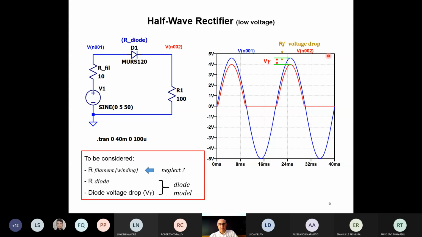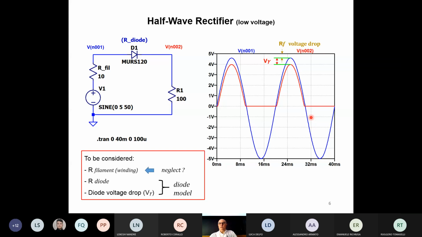Okay, this is the same as before, but here I have added two parasitic effects. So basically, I'm considering the diode voltage drop, but also the winding resistance drop. Because we have a resistance in the secondary winding of the transformer, if I want to take it into account, I have to put an equivalent resistance in series with the generator. So if you add the two effects, you will get this plot here.